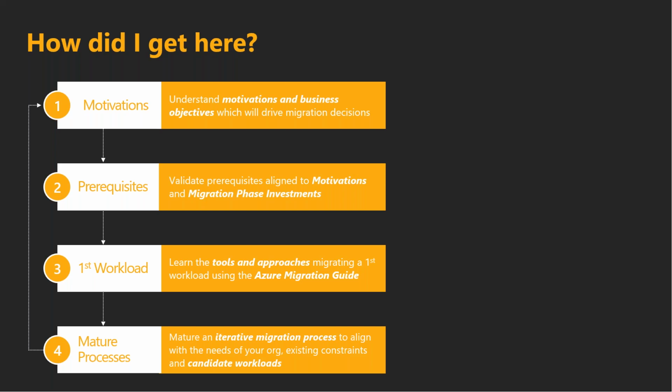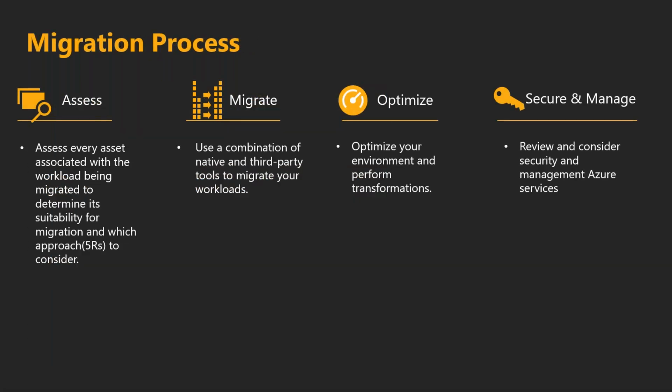And this is where we are at the moment. We're at that first workload, and as we go through the slides, we'll look at the process that's required to migrate in a CAF framework. So here we are, at the migration process. This is where there are 4 defined process steps, which are assess, migrate, optimize, and secure and manage.